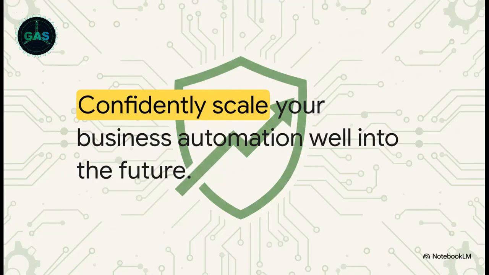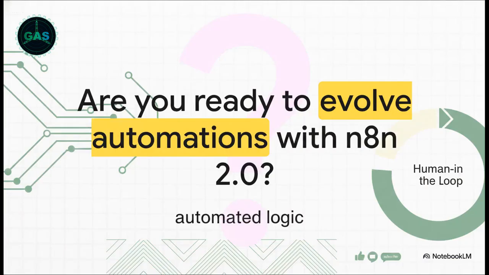Ultimately, these heavy back-end security overhauls, the focus on environmental configurations, and these super clear migration tools prove that this update isn't just a fresh coat of paint. It is fundamentally about giving small businesses the robust, highly reliable infrastructure needed to safely scale complex AI operations well into the future. So, are you ready to evolve your workflow automations with n8n 2.0?